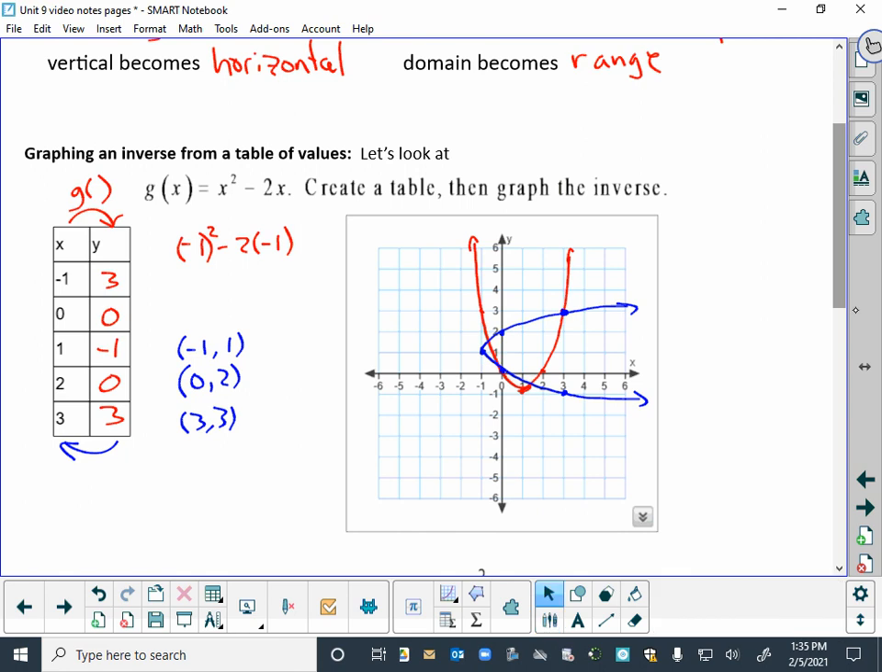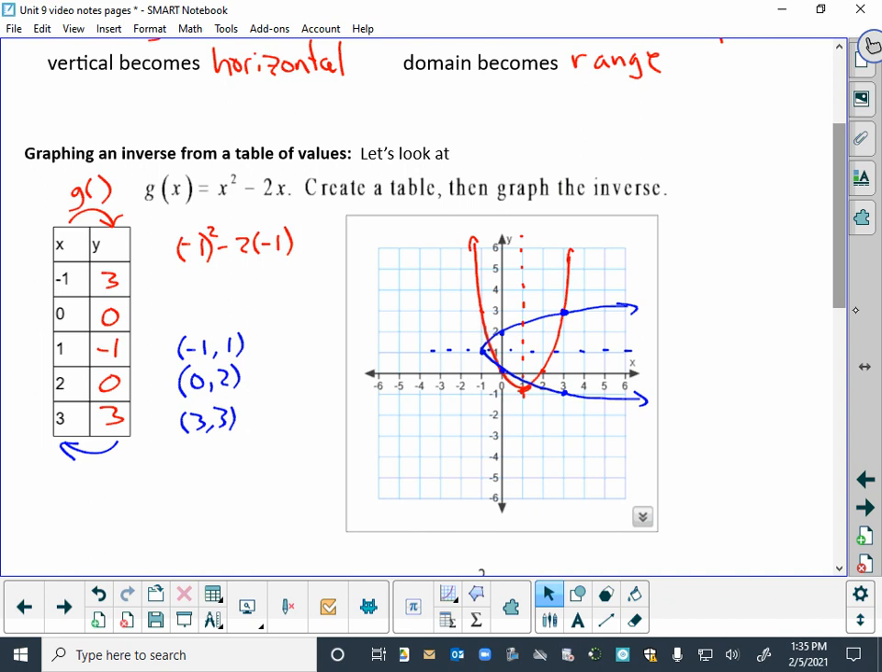So where the original parabola opened up, this one opens to the right. The vertical idea became horizontal. My vertical axis of symmetry in the original one is now a horizontal axis of symmetry in this. I could evaluate things with domain and range on this as well.